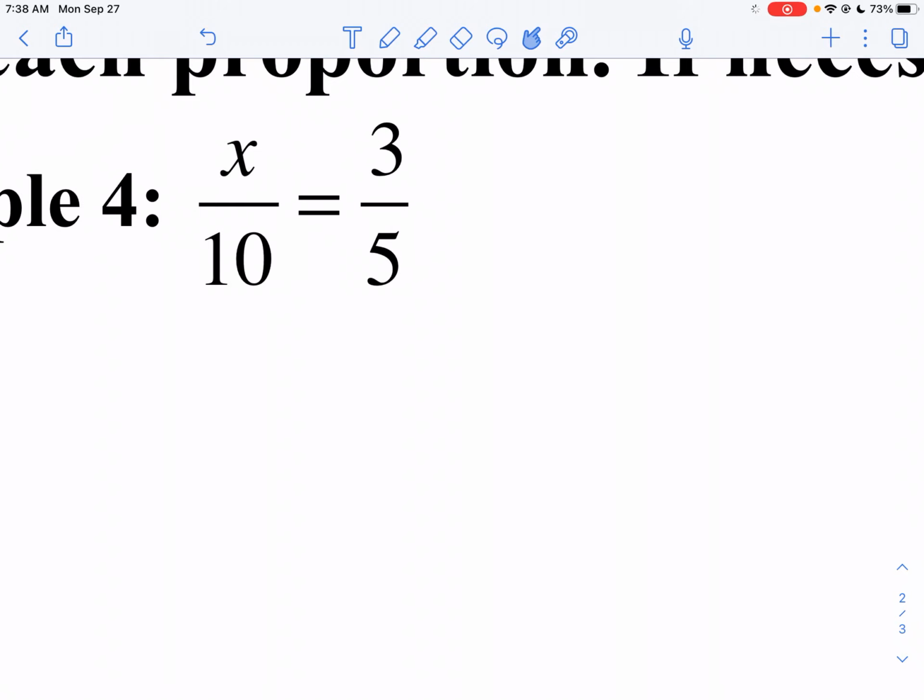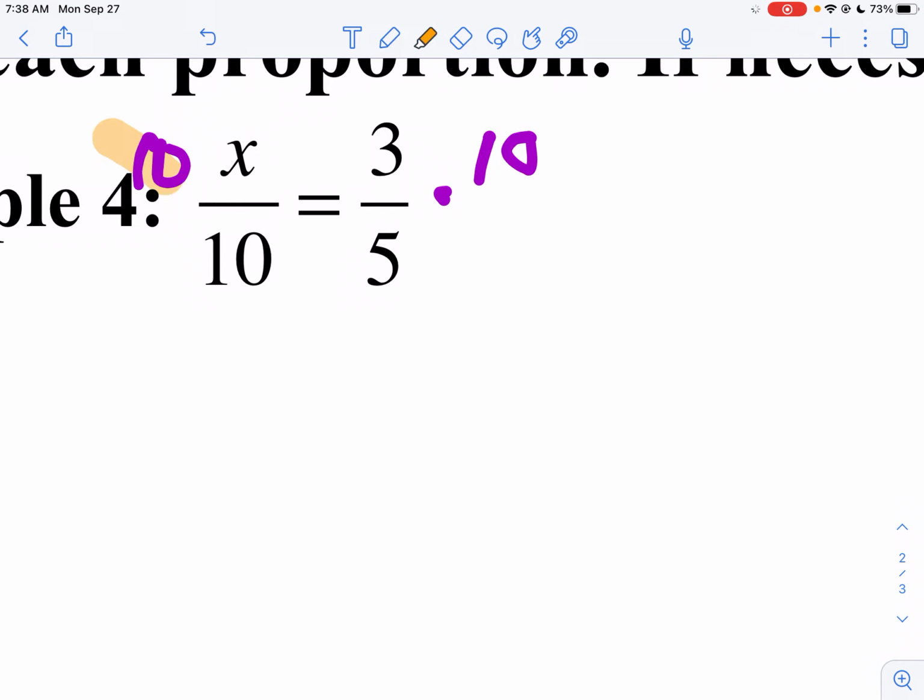To solve a proportion, we just use inverse operations. A proportion is just an equation. So if I look at this problem, I got x divided by 10. The inverse operation of division is multiplication. So I'm going to multiply both sides by 10.